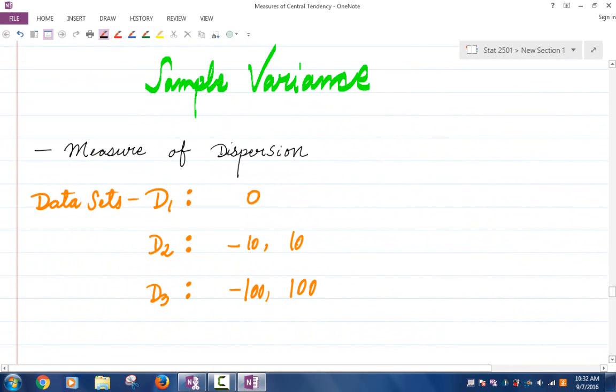So far, starting with the sample mean, what we were trying to measure was the central tendency of the data, right? We were trying to find a typical data value, a value that represents a typical value of the data set. So the sample mean, the sample median, and so on. Everybody is clear on that?